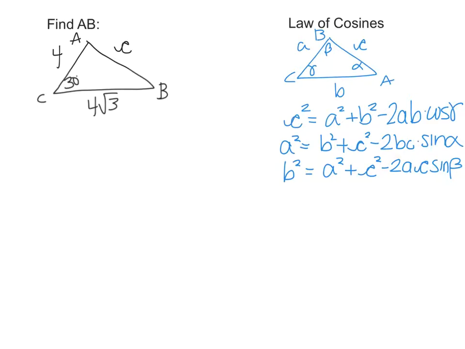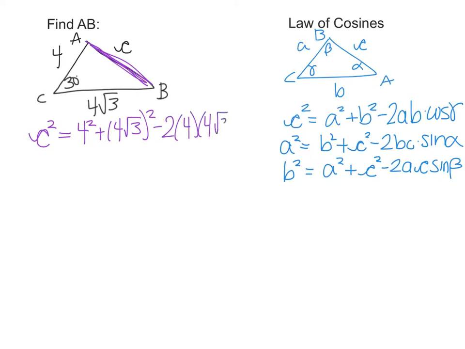So if we look over here on the left side where we were trying to find AB, we can do this. So I'm trying to find AB, so that's this side right here. So I'm going to say C squared is equal to, I square both of my sides and add them together just like the Pythagorean theorem, and I subtract 2 times the multiplication of those sides. Then I'm multiplying it by the cosine of that angle measure that I have, so the cosine of 30. So we have that C squared is equal to 16 plus, we know 4 root 3 squared, the square goes to both things, so that's 16 times 3 or 48.